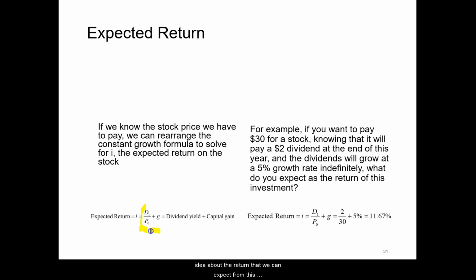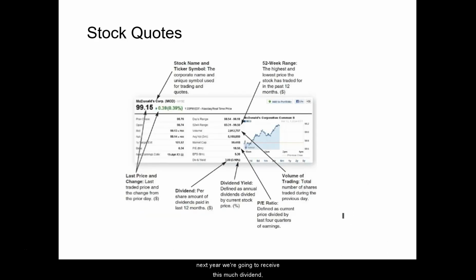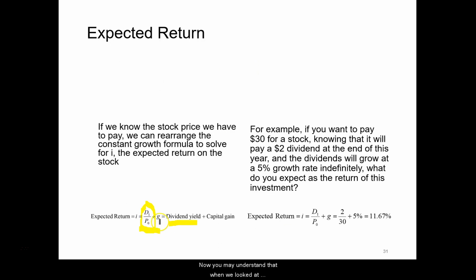Now the D1 divided by P0 part is what we would call dividend yield. So dividend yield is simply the return from dividend. If we pay the price today, and next year we're going to receive this much dividend, so the yield from dividend is D1 divided by P0. Now you may understand what this dividend yield of 3.1% means for the investors of McDonald's stock. The second component here, g, can also be considered as the so-called capital gain yield.